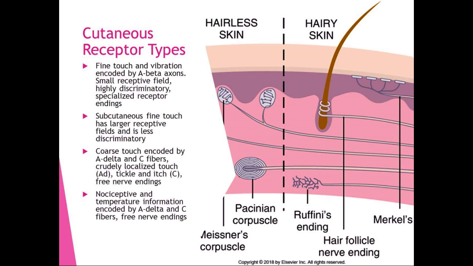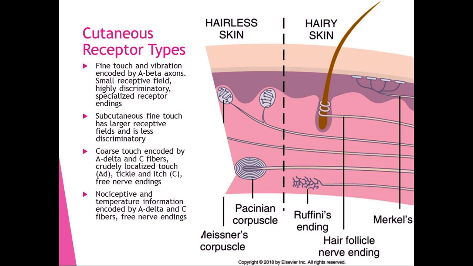Coarse touch is encoded by A delta and C fibers. Remember, we talked about the A delta and C fibers as being pain fibers, nociceptors. They can be. They're free nerve endings. They don't have specific receptor endings, so it's crudely localized. It's in this general area.